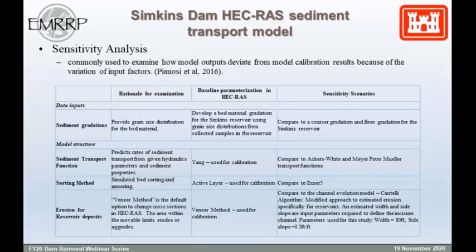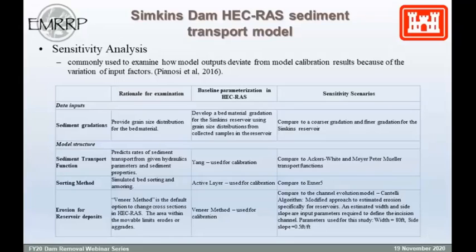And last, I also looked at erosion for sediment deposits. HEC-RAS offers the veneer method, which is the default option to change cross sections in HEC-RAS. Basically, for that option, you define your movable limits. You define what part of your cross section is going to move, it's going to erode or experience degradation or aggradation. I used that method for calibration, and I compared that with the channel evolution model, typically called the Cantelli algorithm.